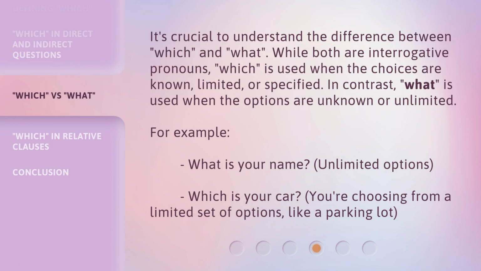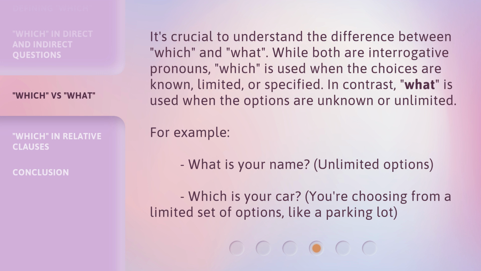It's crucial to understand the difference between which and what. While both are interrogative pronouns, which is used when the choices are known, limited, or specified. In contrast, what is used when the options are unknown or unlimited.